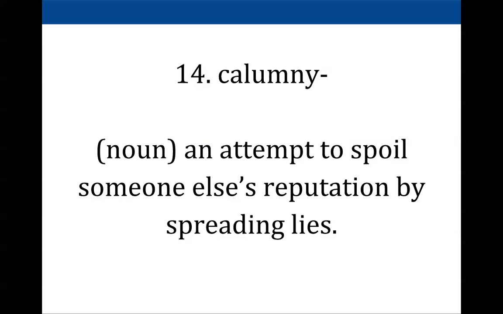And then the very last word is calumny, okay? Calumny. This is one where the pronunciation, you want to make sure you get it right. Calumny is a noun, and it's an attempt to spoil someone else's reputation by spreading lies. So it's kind of a juicy word, but calumny is kind of like gossip, and it's gossip intended to harm. So when you hear someone say something about someone else that you know is not true, and it's really going to harm their reputation, that's calumny, right?